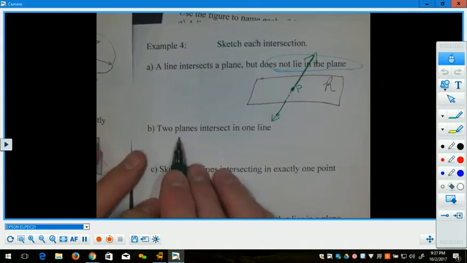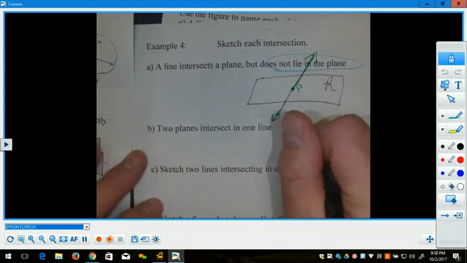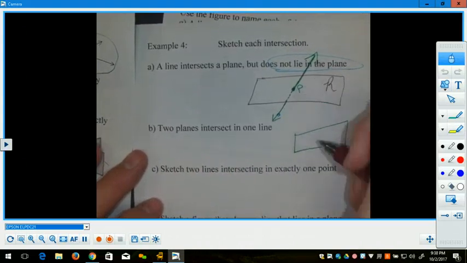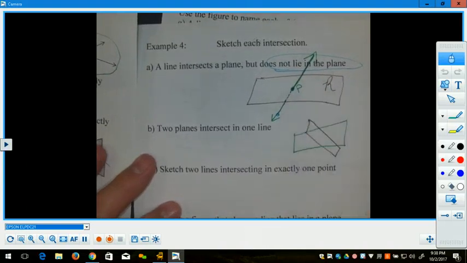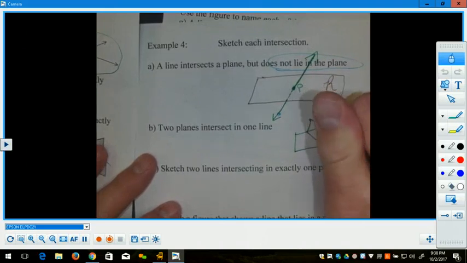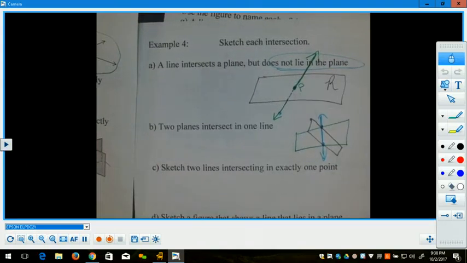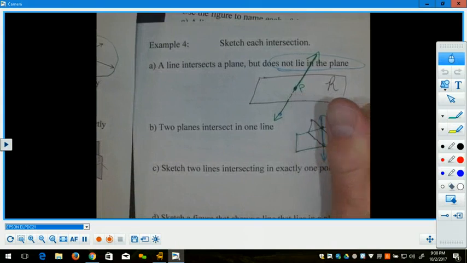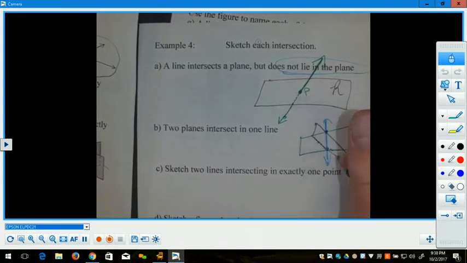Letter B, drawing 2 planes that intersect in 1 line. Well, here's my first plane. Here's my second plane. And then I'm just going to draw a line that connects this intersection point and this intersection point. And that's not very good. My picture's kind of cruddy. The other example looked better. These should be dashed lines because I can't see them behind the image.